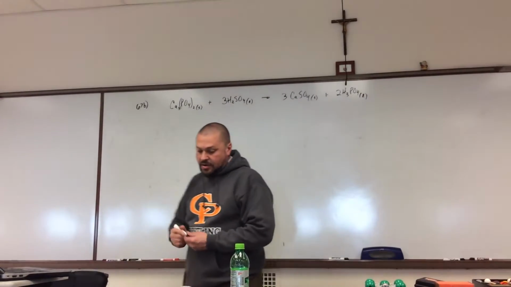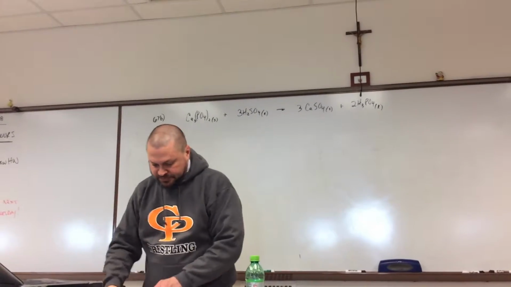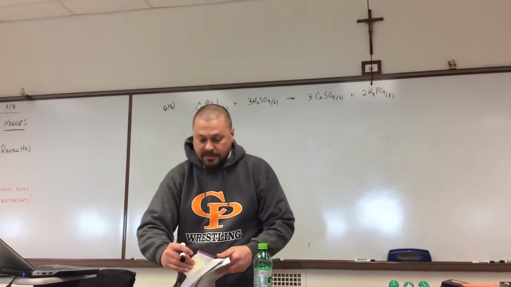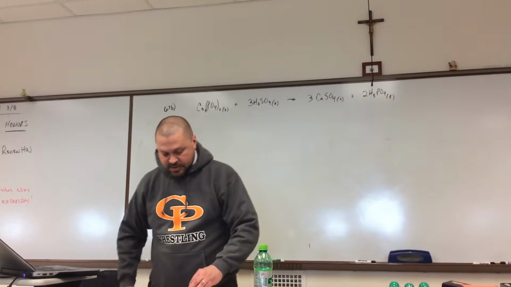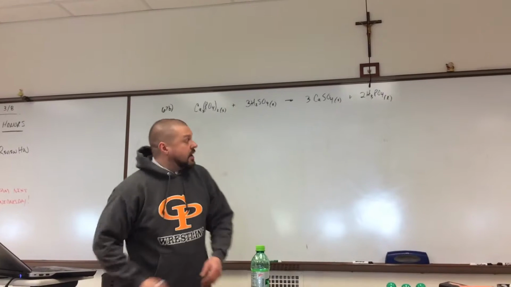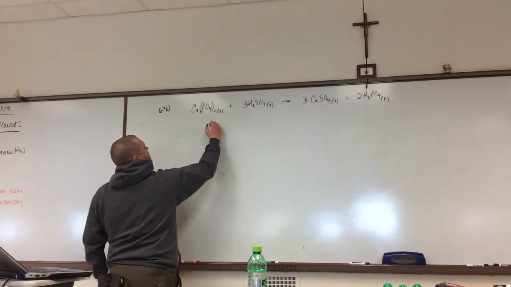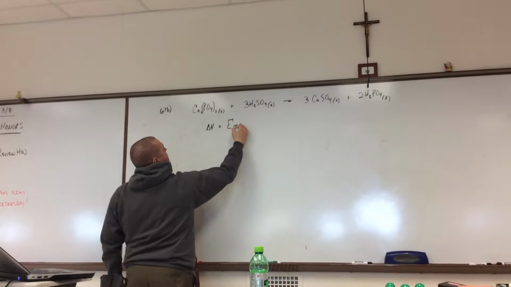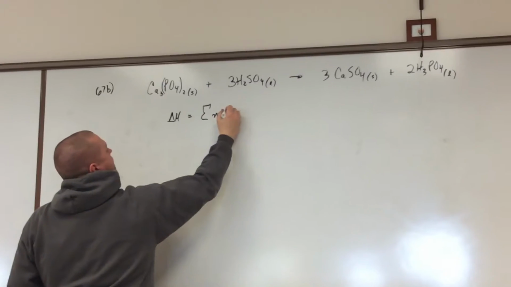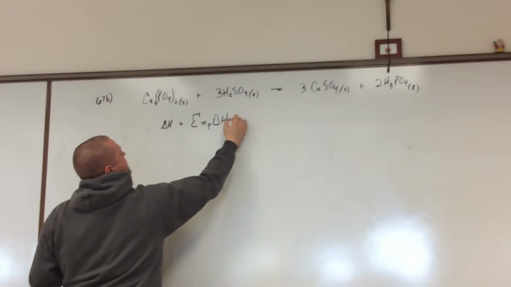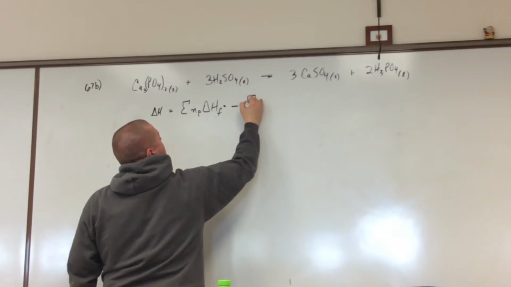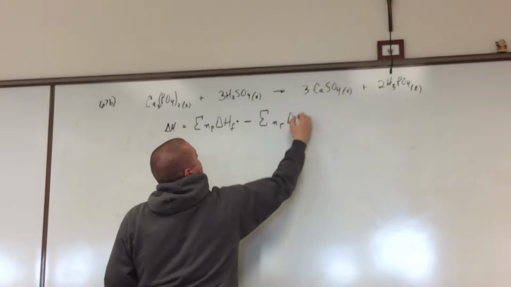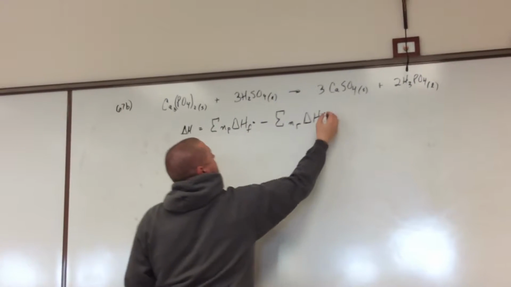Okay, and this says calculate delta H for this. And it tells you to use the values in the back of the book. So again, I got my book marked here. So I go back to the back and I'm going to say, okay, well, for good purposes, delta H is equal to the sum of the moles of product times their enthalpies of formation minus the sum of the moles of reactants times their enthalpies of formation.